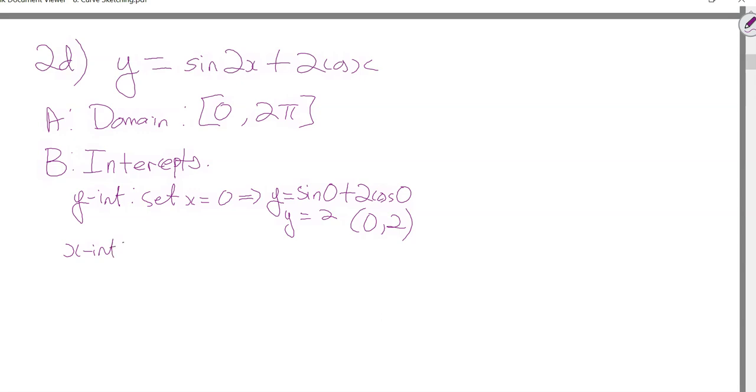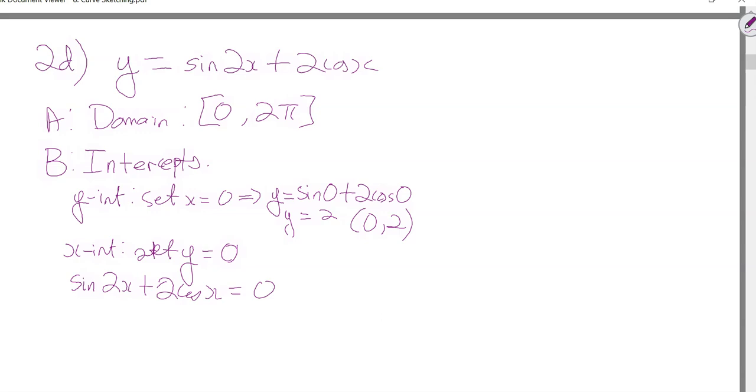X-intercept. Set y equal to 0. So what do we got now? Let's do it the other way. So sine 2x plus 2 cos x is 0.